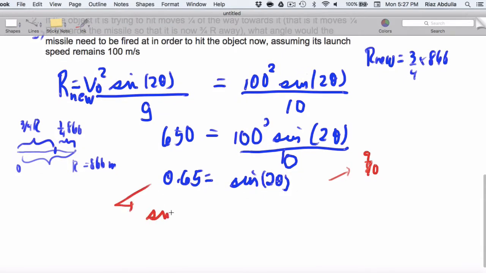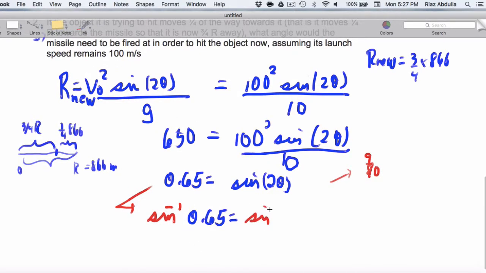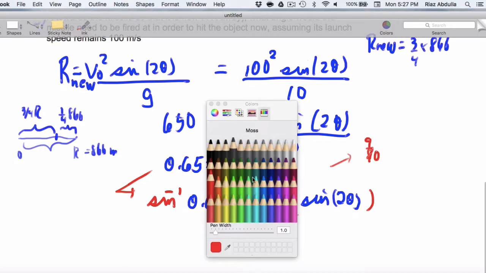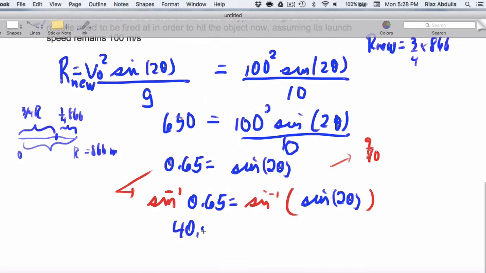Simplifying the trig, we're going to take the inverse sine of both sides. And so this ends up giving us about 40.54 degrees equals 2 theta. And so when we simplify, we're going to end up getting theta is 20.27 degrees. So that's it for part 1. We'll take a look at part 2 in the next video.